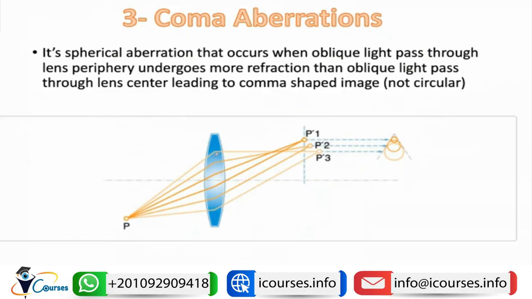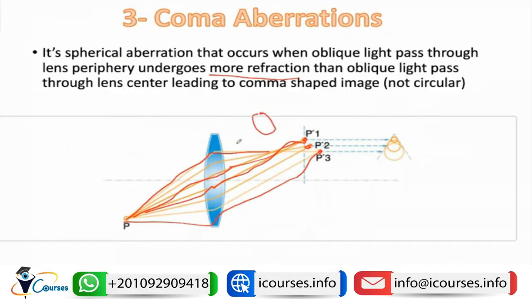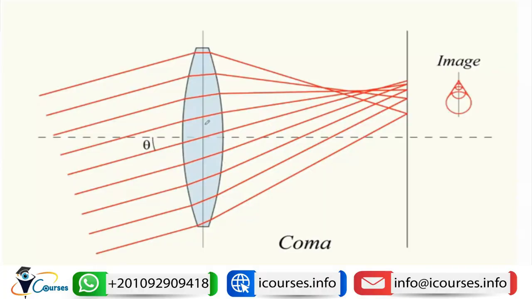The peripheral light rays will undergo more refraction than the oblique light passing through the center. As you can see here, this is the oblique light passing through the center. It doesn't undergo much refraction, so it will make a focus here. However, the oblique light passing through the periphery of the lens will undergo more refraction and more bend, leading to formation of a different focus. So the focus, instead of being a single point, will have a tail like a comet, and that's why it's called coma aberration.